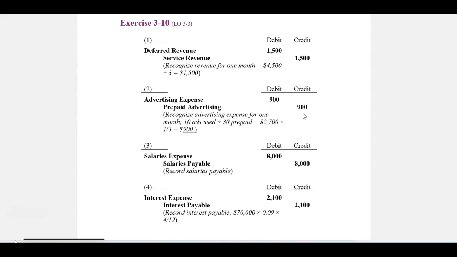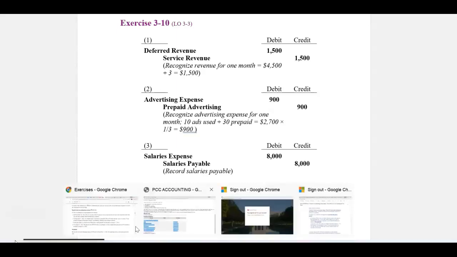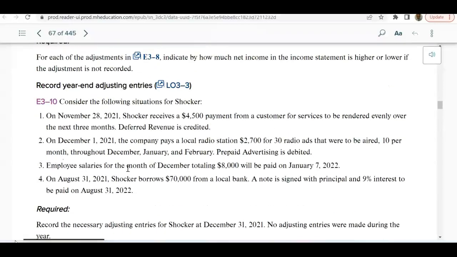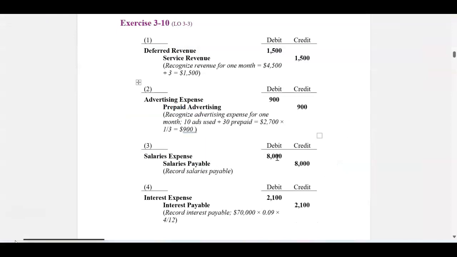Okay. Next one. Okay, next one, number 3. Employee salaries for the month of December totaling $8,000 will be paid sometime in January. So again, anything that happens in 2021 has to be recognized in 2021. So for $8,000 of salary expense, we didn't pay yet, but we need to recognize the expense. So here you debit salaries expense to recognize it because it has been accrued.